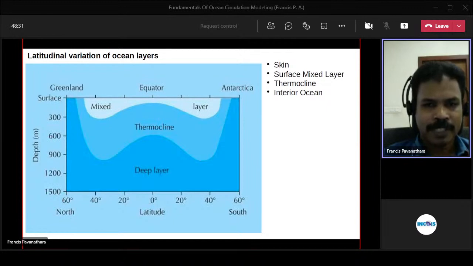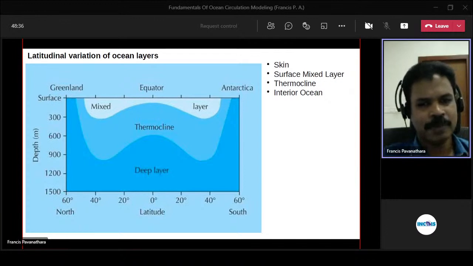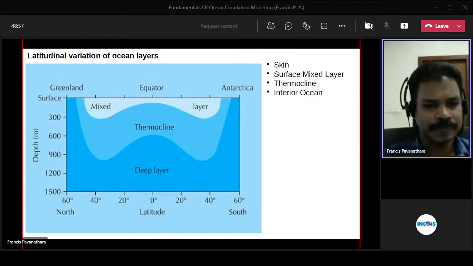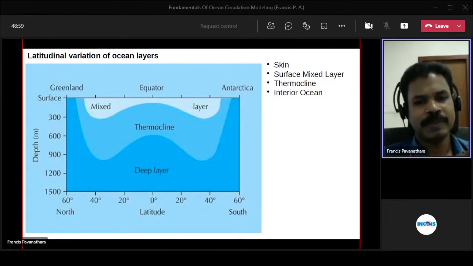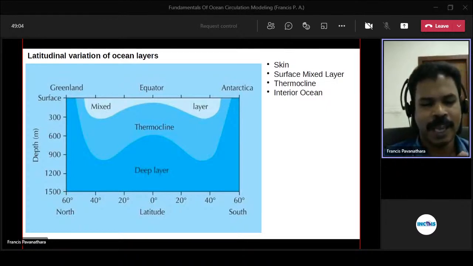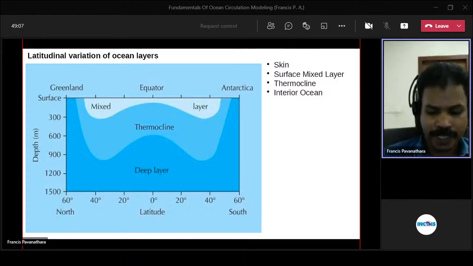And the depth of this layer varies with the latitude. Again, this is a schematic, more or less averaged picture over the globe. As we go from one location to another, it may be different. One basin to another, it may be different. It all depends on how much rainfall you get, how much fresh water you get, how much radiation you get, how far you are from the action of wind. All those things determine the depth of the mixed layer. But nevertheless, this is an average picture of ocean layers.